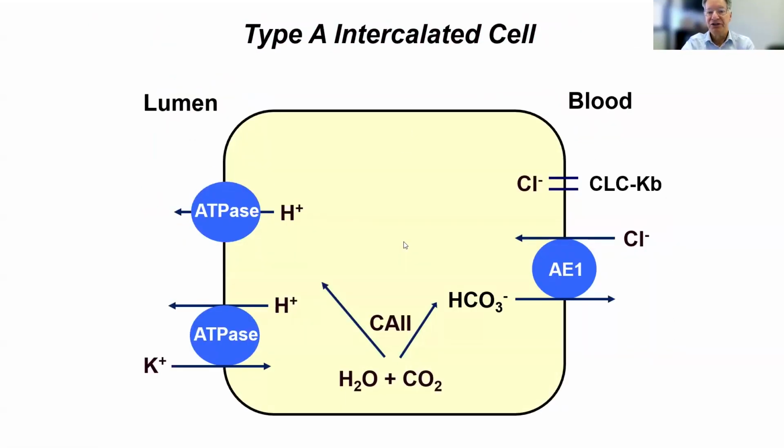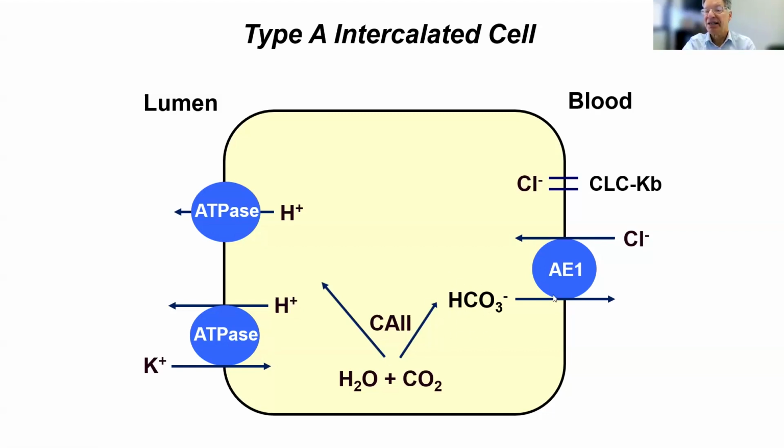So the transport machinery in the type A intercalated cell differs from the proximal tubule. Protons are secreted mainly via the vacuolar proton pump, which is a minority proton secretory pathway in the proximal tubule. There's also a minority pathway here. This is called a proton potassium ATPase. It's the same transporter that transports protons into the lumen of the stomach and acidifies the stomach, but this is not as important in the type A intercalated cell. For every proton that's secreted, you generate a bicarbonate ion.